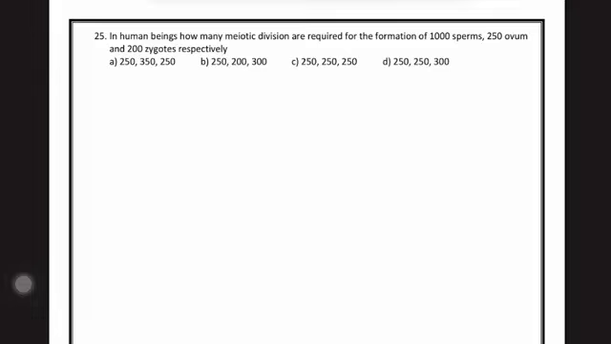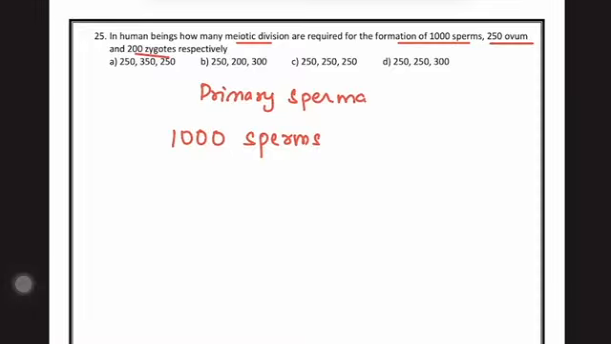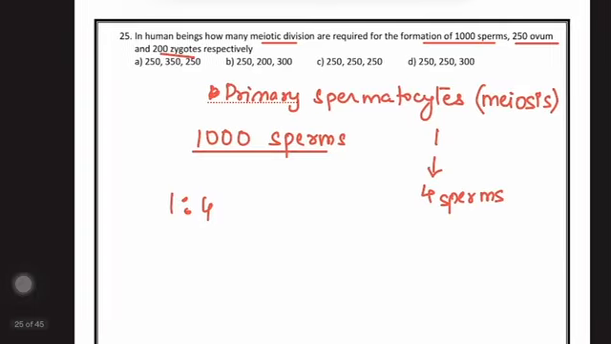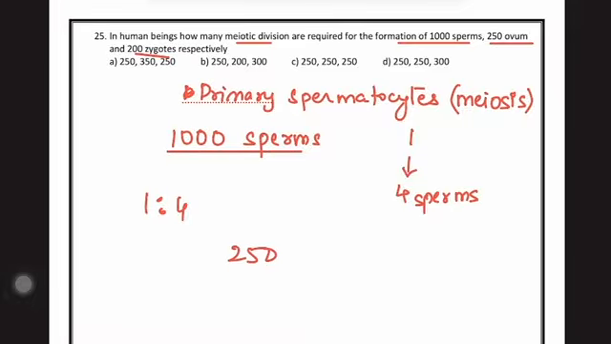25th question. In human beings, how many meiotic divisions are required for formation of 1,000 sperms, 250 ova, and 200 zygotes, respectively? Okay. For 1,000 sperms to be formed, primary spermatocytes undergo meiosis. One primary spermatocyte can give rise to 4 sperms. So the ratio is 1 is to 4. So if you have to form 1,000 sperms, you will need 250 primary spermatocytes to undergo meiosis. So there will be 250 meiosis for 1,000 sperms.